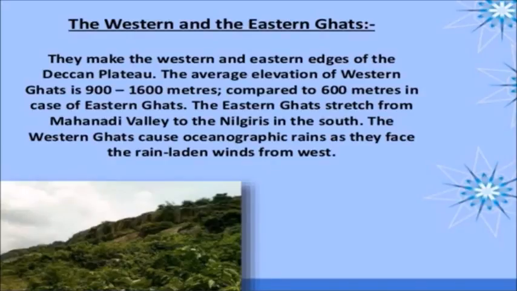The Western Ghats cause orographic rain as they face the rain-laden wind from the west. Now the Eastern Ghats and Western Ghats play a very important role because they become a barrier for us to protect the plateau region. The heavy rain which comes from the southwest is blocked by the Western Ghats, and on the leeward side you will see there is less rainfall compared to the windward side. So that's why the Western Ghats and Eastern Ghats play a very important role.